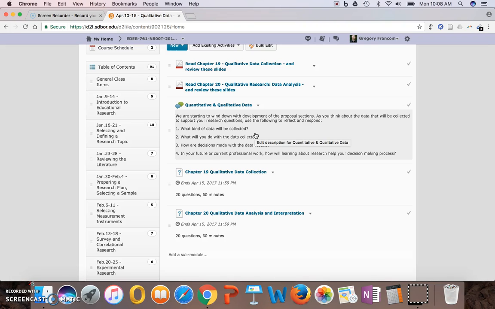As you think about the data that will be collected to support your research questions, think about these questions and then respond on the discussion board. What kind of data will be collected? What will you do with the data collected? How are decisions made with the data results? In other words, how can the proposed research study that you are proposing inform somebody to make a good decision? And then in your future or current professional work, how will learning about research help your decision-making process? So those are the points to talk about in the discussion for this week, and those are the activities for this week.